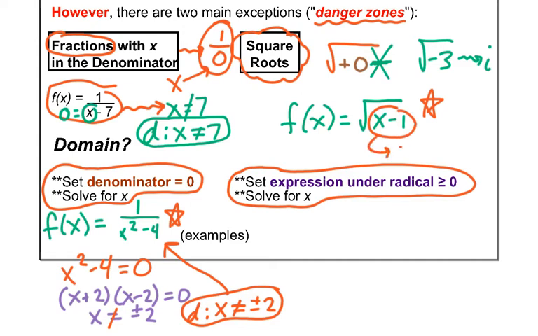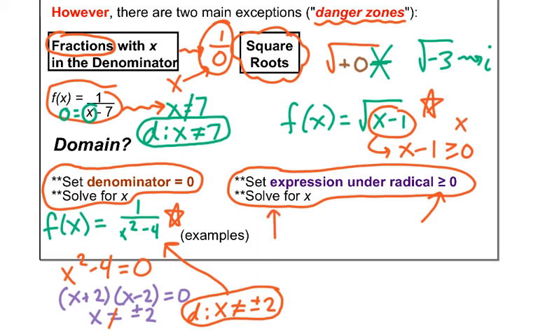Rip it out. x minus 1. That thing cannot be negative, right? So what we're going to do is set it either positive or equal to 0. That means it's not negative. So these are the values that I can plug in. And then let's just solve.